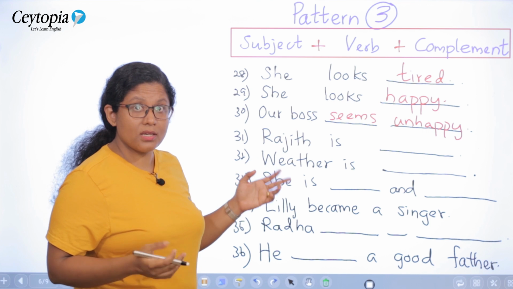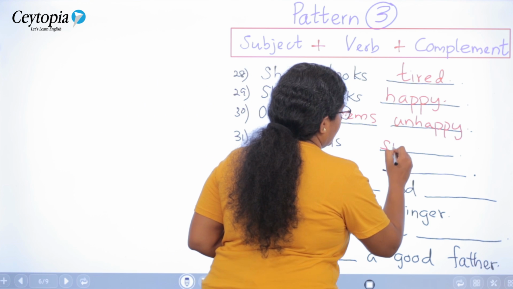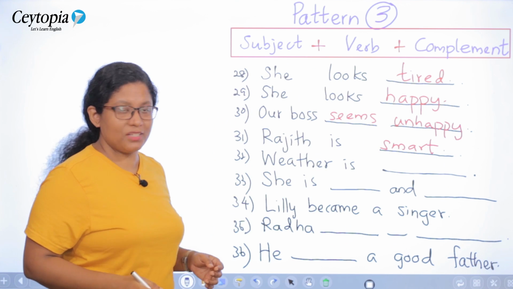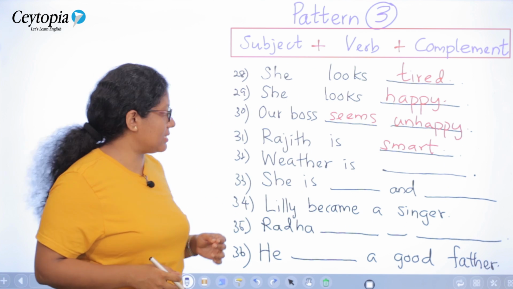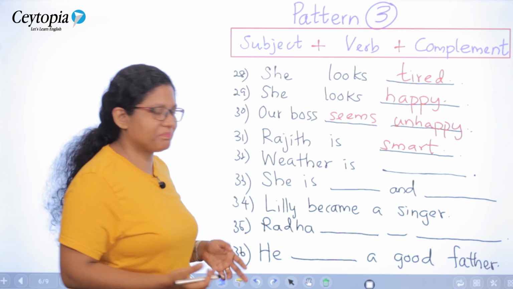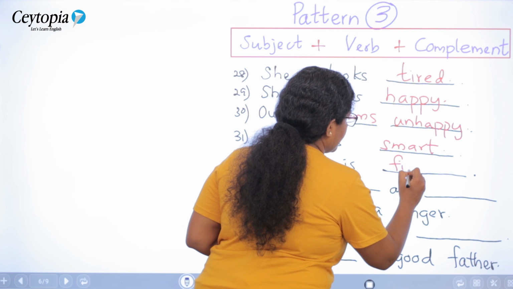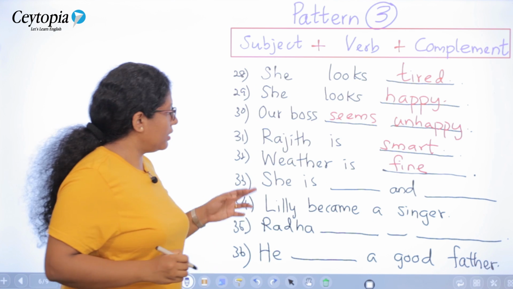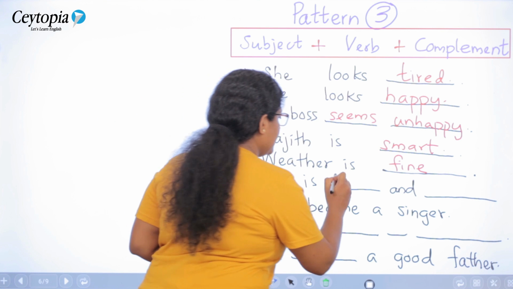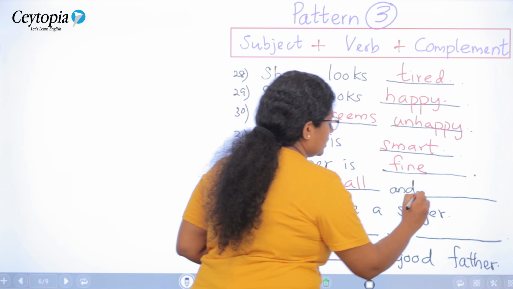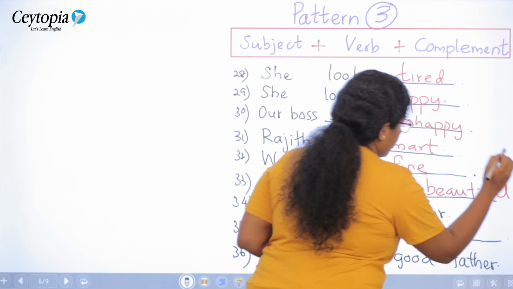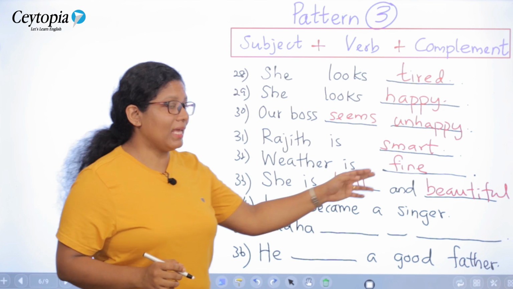Rajit is smart. Another complement. We are using simply an adjective here to complete the idea of your sentence. Rajit is smart. Weather is fine. Weather is fine today. She is tall and beautiful. This time we have used 2 words working as complements. She is tall and beautiful.